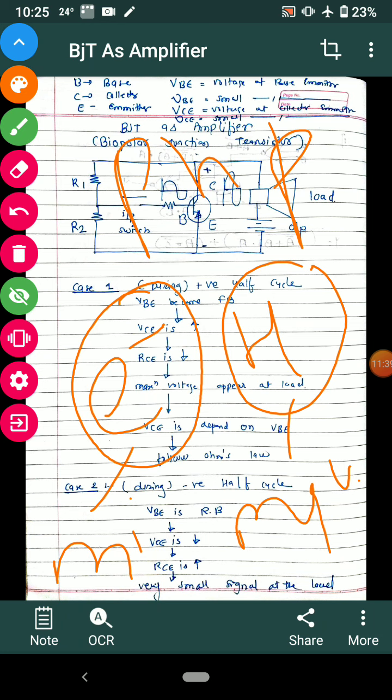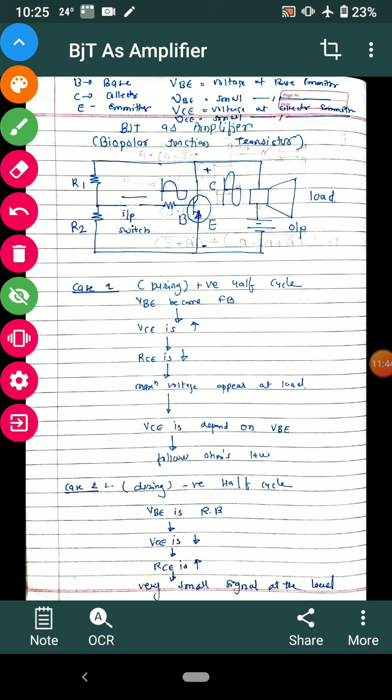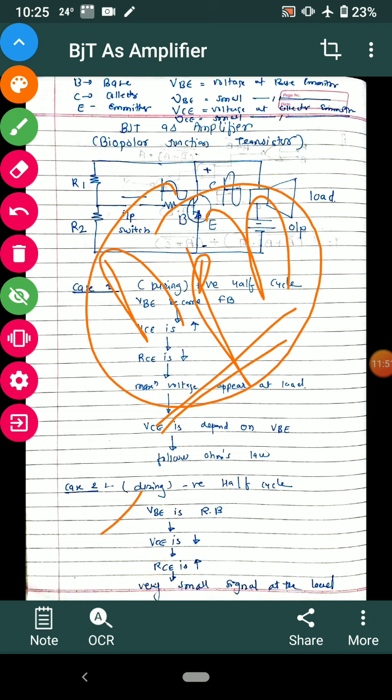So in electronics we want electrons to flow in a circuit, so we always consider the NPN transistor. In an NPN transistor, the current flowing through the circuit is because of electrons. And in a PNP transistor, the current flowing through the circuit is due to holes.